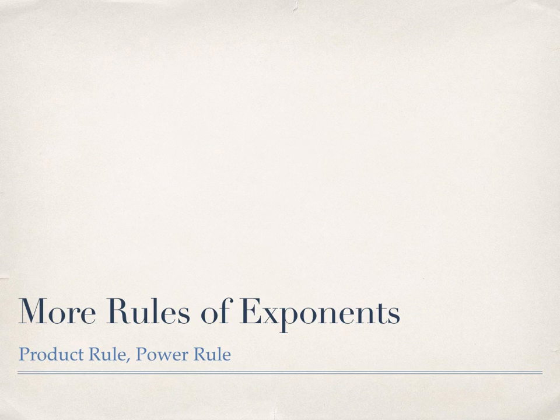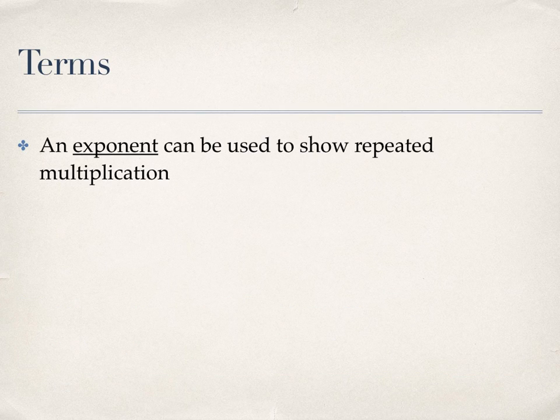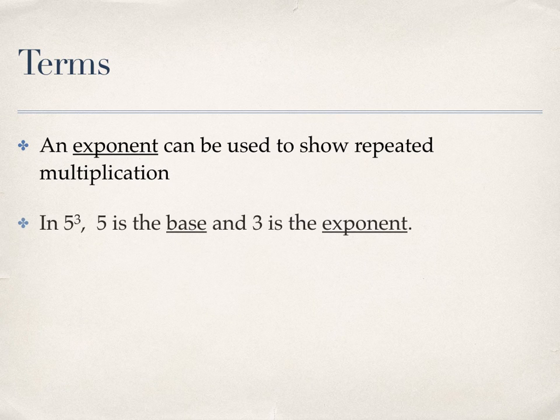More rules of exponents. Let's look at the product rule and power rule. Remember, an exponent can be used to show repeated multiplication. 5 to the third power. 5 is called the base, 3 is the exponent, and we interpret this to mean 5 times 5 times 5.